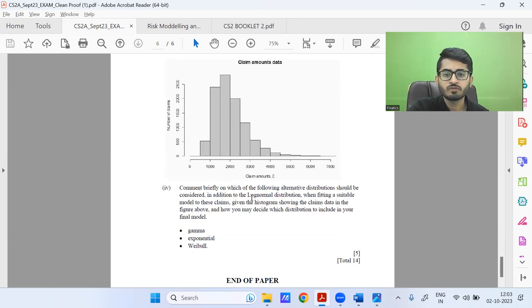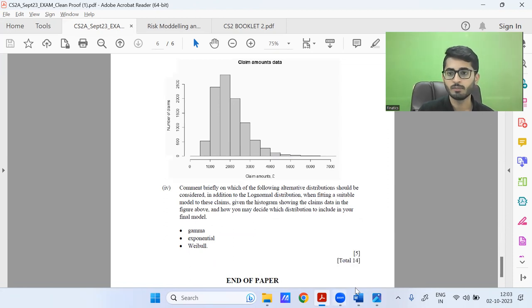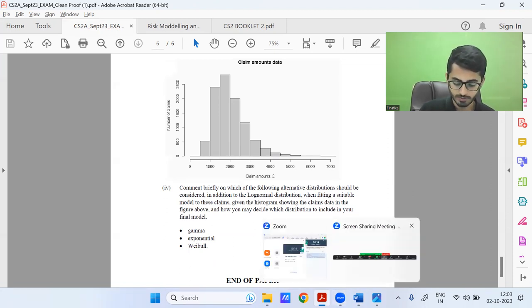Part four: comment briefly on which of the following alternate distributions should be considered. So if you see the gamma distribution, gamma has mode at zero. So the gamma distribution looks something like this. Sorry, not gamma. I meant the exponential distribution. Sorry.